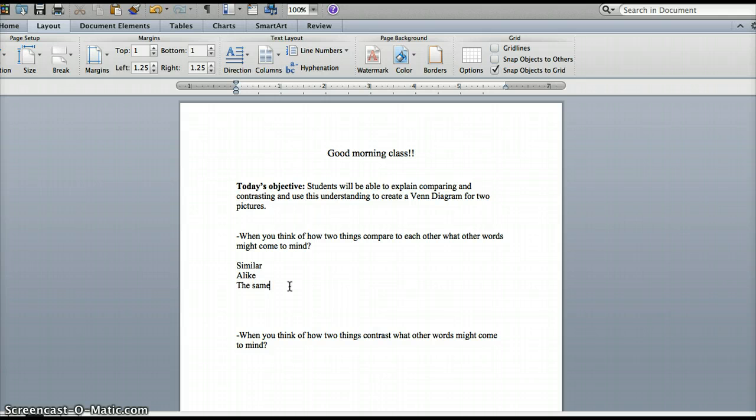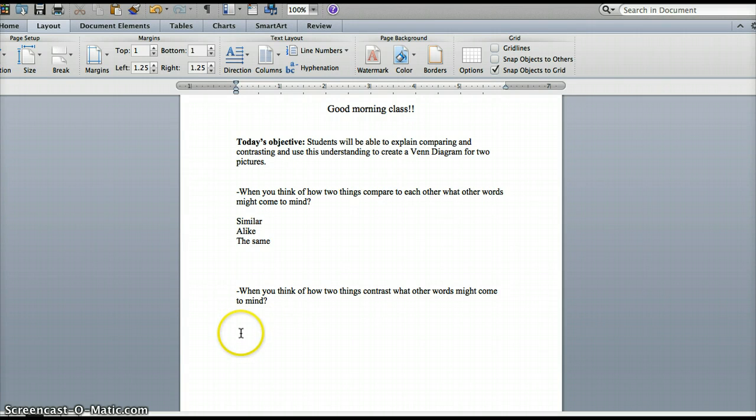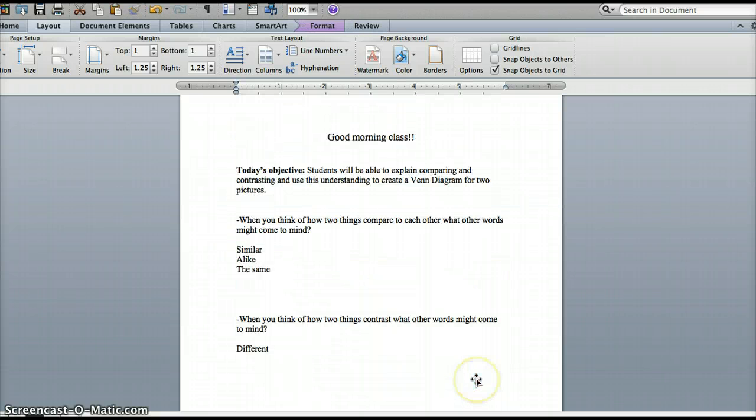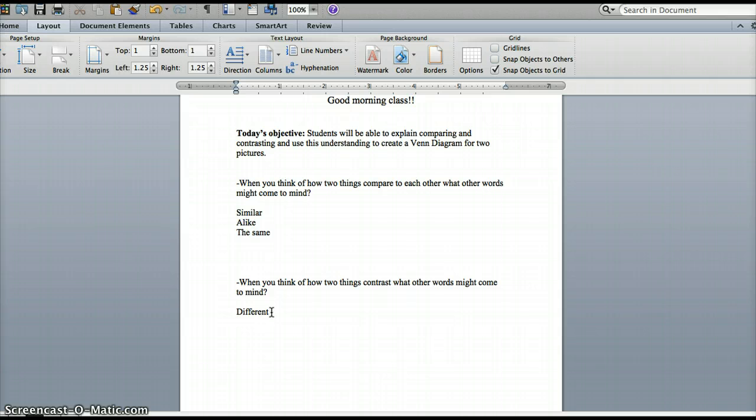So now that we've talked about how to compare something, let's talk about how we contrast something. Different words that might come to your mind for contrasting could be how they are different. What is not the same. So if you were looking at these cats again, maybe you might notice that one of the cats has brown eyes, the other one has green. That would be a contrast between the two.